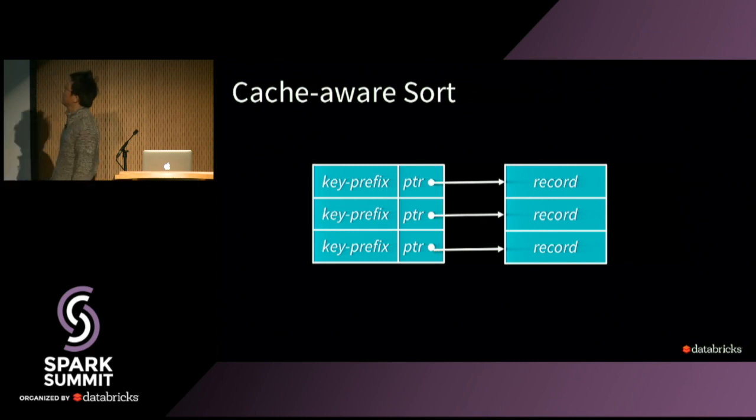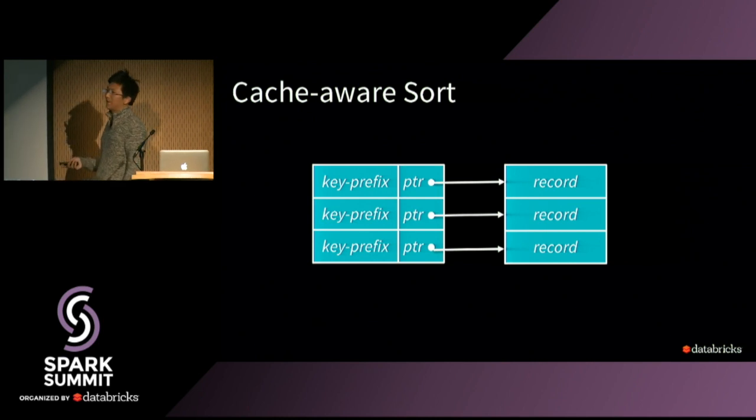The underlying idea of this algorithm is that, assuming you are comparing 2 strings, you compare the characters one by one. And mostly you will find that you can just compare the first 8 characters of the string and get a result. So the idea is that we can store a key prefix of your record with the pointer. The key prefix and the pointer are in the same memory region.